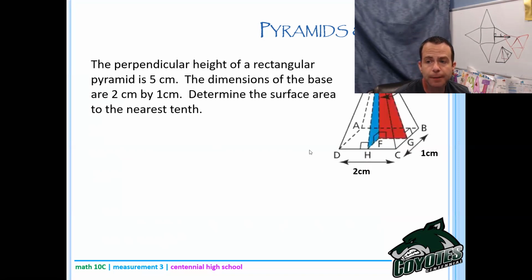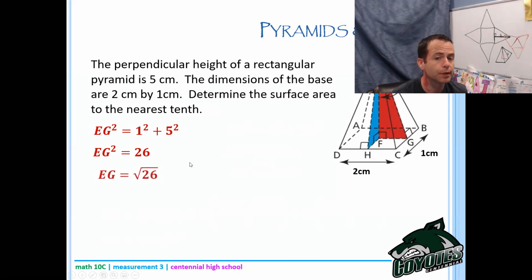So here's my shape. I've got my height of 5. I've got one dimension of the base being 2 and one dimension of the base being 1. So I'm gonna go get the red slant height first. So I know the height here is 5. I know that this base right here would be 1. So I'm gonna go 5 squared plus 1 squared. That's gonna give me 26. And so I know that the slant height for that red portion would be root 26.